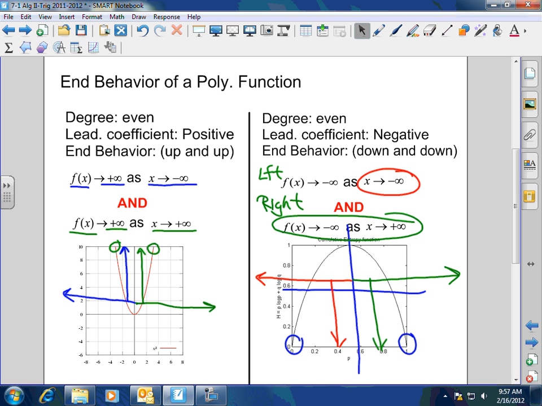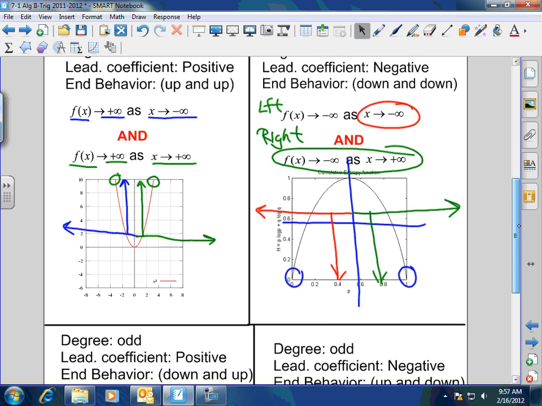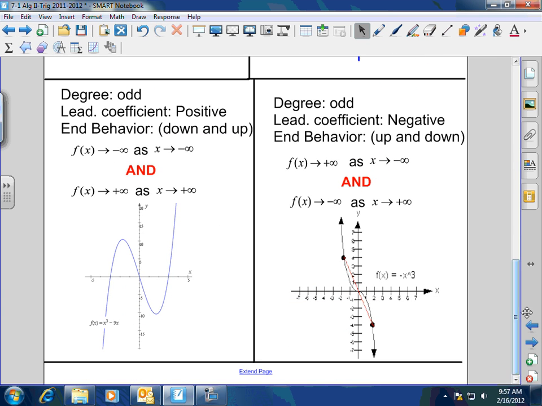What's the problem? Okay. So, if the degree is even, it's either up and up or down and down. If the lead coefficient is positive, it's up and up. If the lead coefficient is negative, it's down and down. Does that make sense? Okay. Awesome. Now, odd.